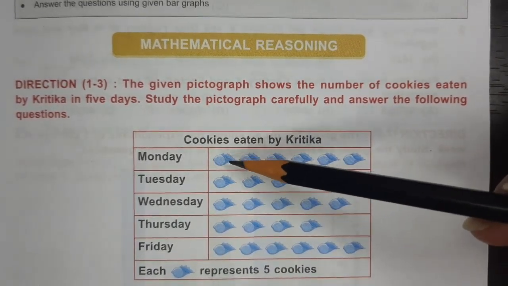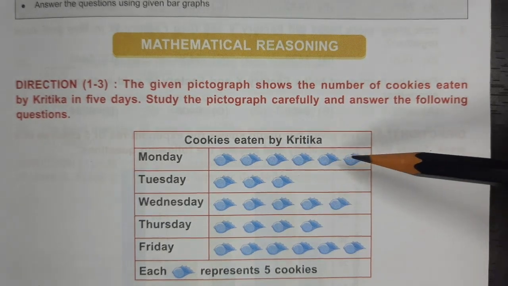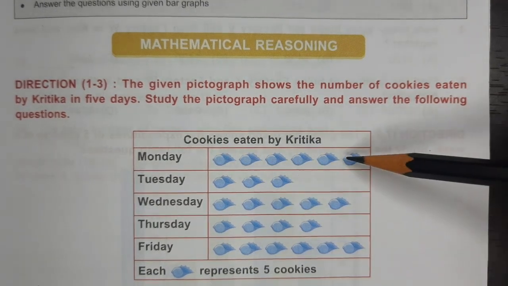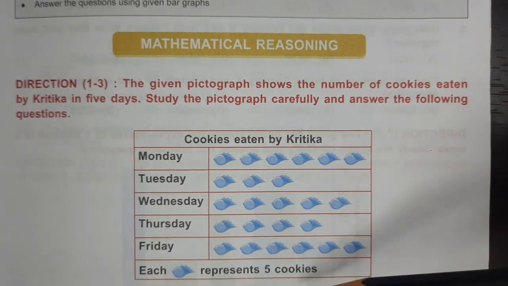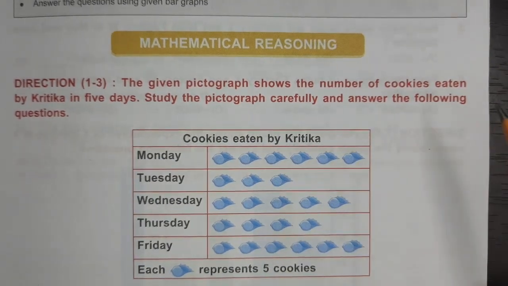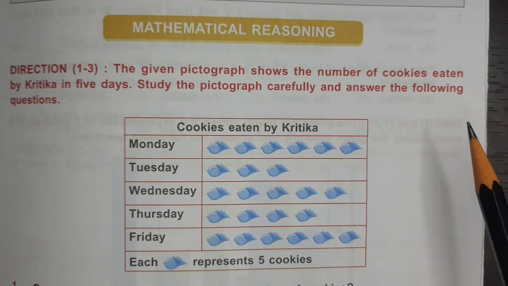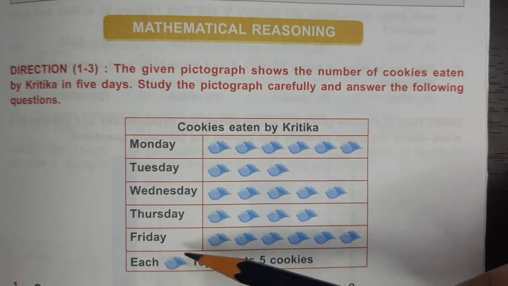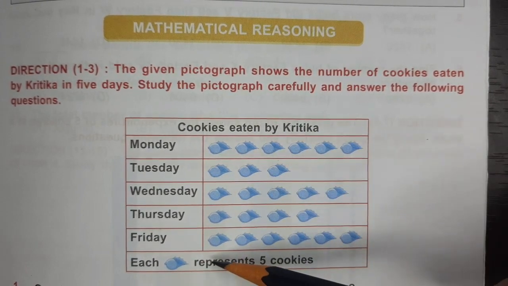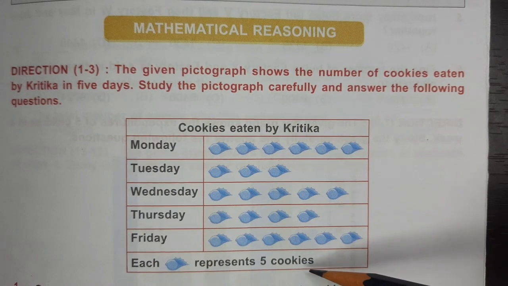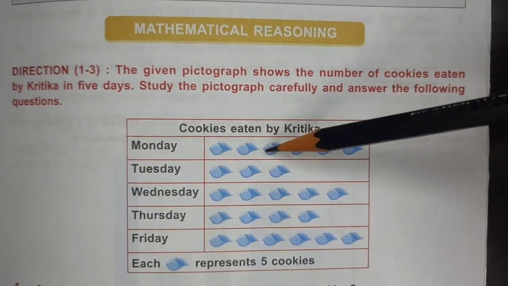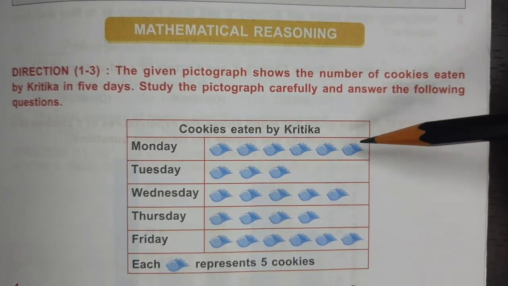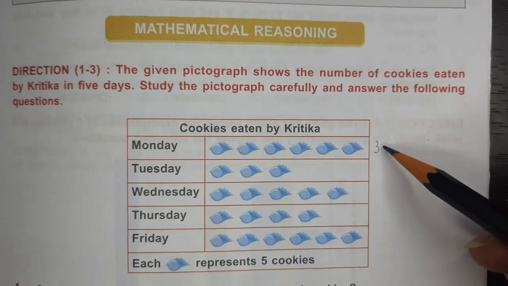So you can see a picture which is given. Like a shell has been given, 1 2 3 4 5 6. There are 6 such pictures, but each one of them represents 5 cookies, right, which is given at the end of the table. So this particular information is very important. It says that each figure of the shell represents 5 cookies. So each is 5, so 6 is 6 multiplied by 5, which is 30 cookies.